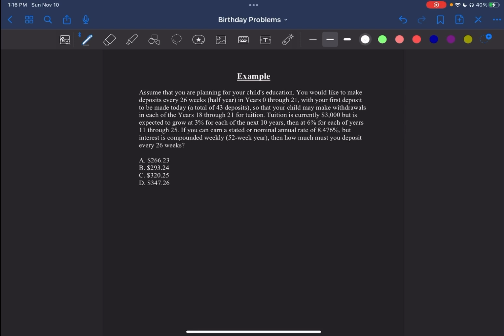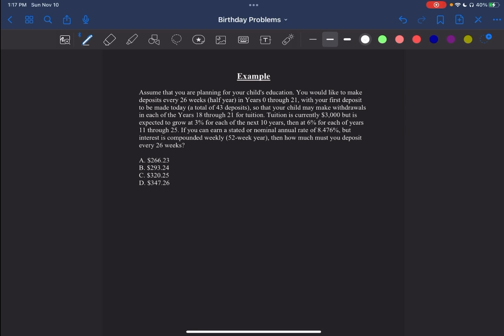Tuition is currently, so in year one, $3,000, but is expected to grow at 3% for each of the next 10 years, then at 6% for years 11 through 25. If you can earn a stated or nominal annual rate of 8.476%, but interest is compounded weekly, 52 weeks a year, how much must you deposit every 26 weeks?